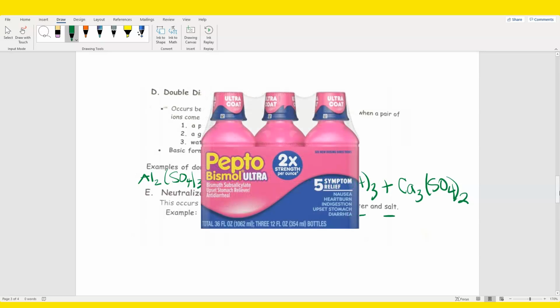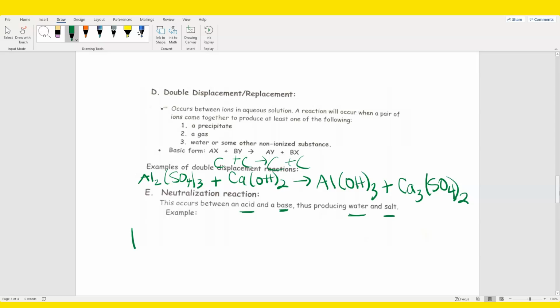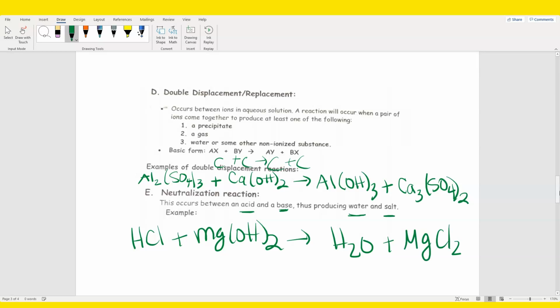You may have to get, let's say, Tums if you have acid reflux. You may have to get Tums or Maalox. So again, another example of this would be hydrochloric acid plus that base, which is typically magnesium hydroxide, and it forms water, H2O, plus the byproduct of that salt, which is magnesium chloride, okay? So those are your examples right there.